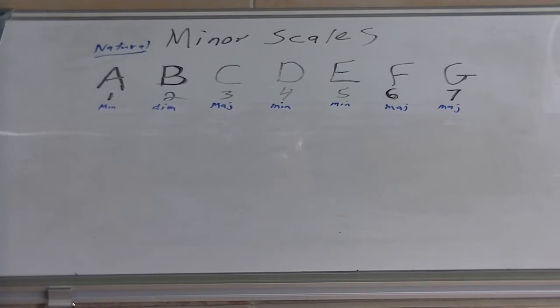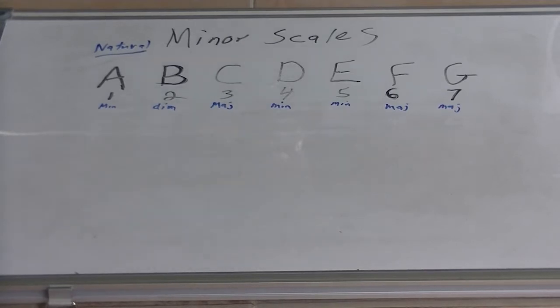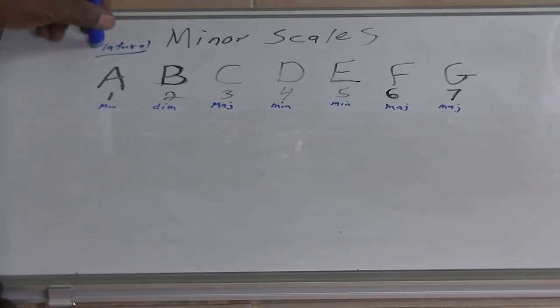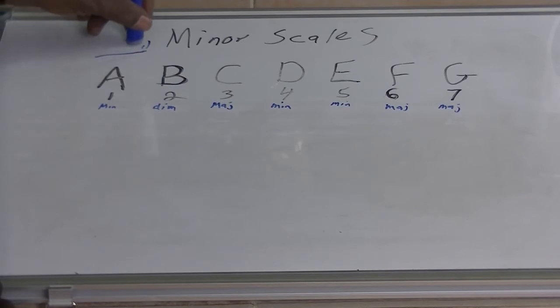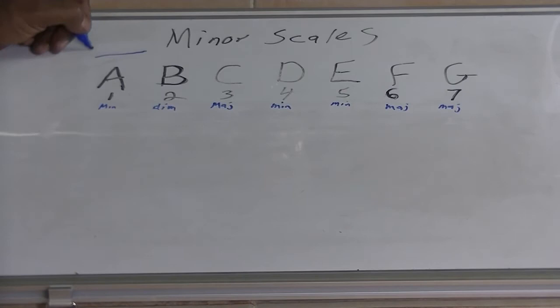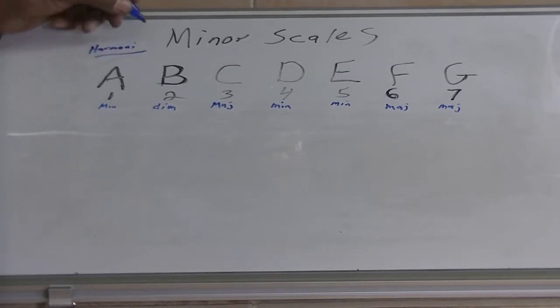However, this is limited. I mean, we can do a lot with this, but there's much more we can do when we're playing in a minor key. And what I'd like to do is start to look at that. I want to take a look at a couple of different minor scales. The first minor scale I want to look at is what's known as the harmonic minor scale. So I'm just going to quickly write in harmonic here.